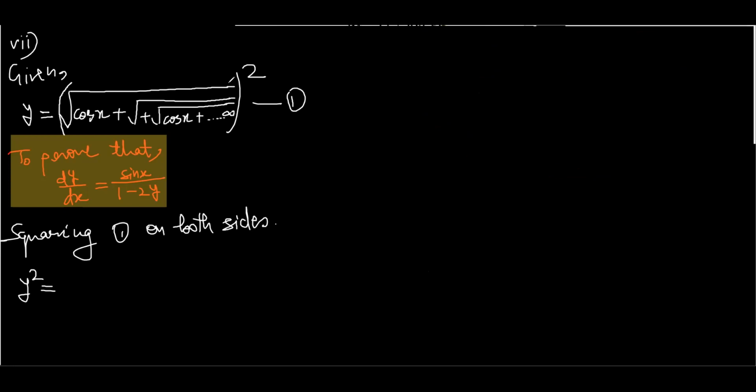So when I square on both sides, see what will happen. The outermost square root on the right hand side will be removed. So I get cos x, and then I will get square root of. This outermost square root is gone, so this cos x is now outside the square root. And then I will have square root of cos x.